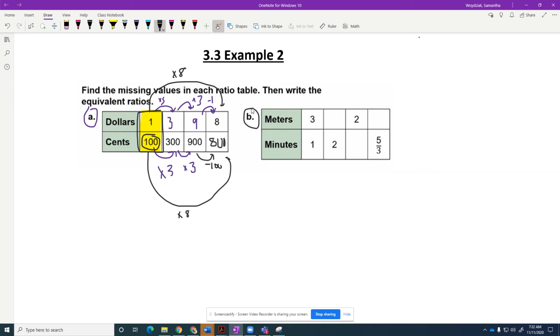The second one, B, is meters to minutes. So for every 3 meters, something takes 1 minute. So how do I get from 1 to 2? Well, I multiplied by 2. So I'm going to multiply the top value by 2 and get 6. Now, how did I get from 6 to 2? Okay, well, I divided by 3.